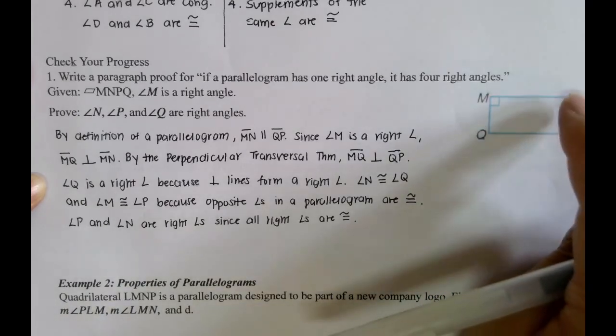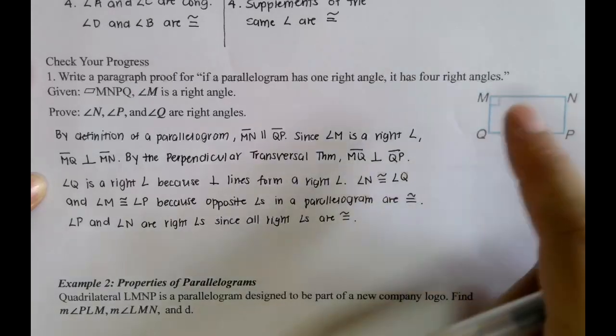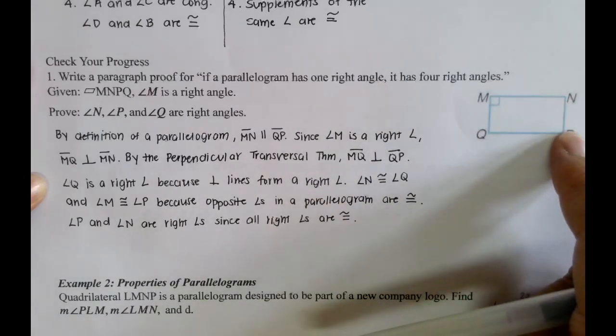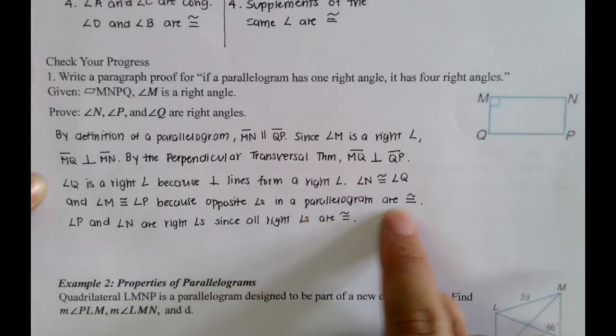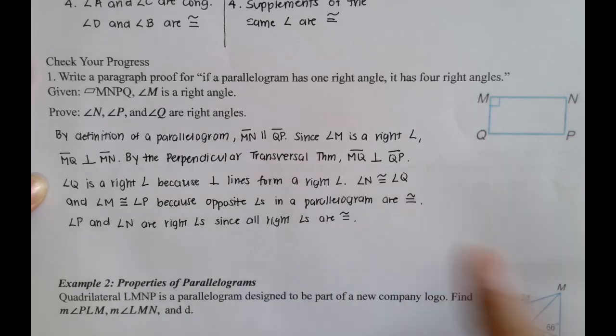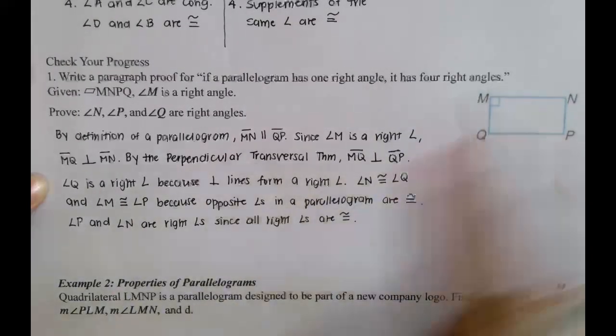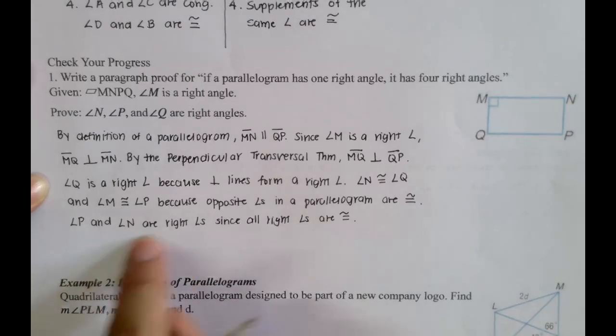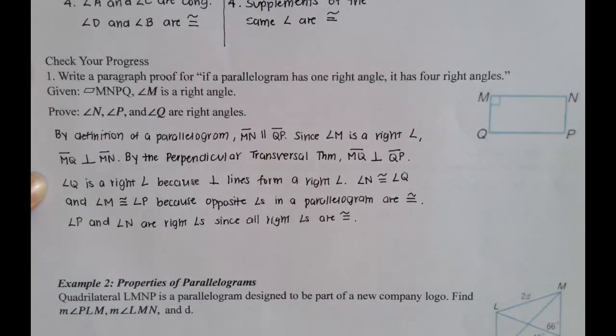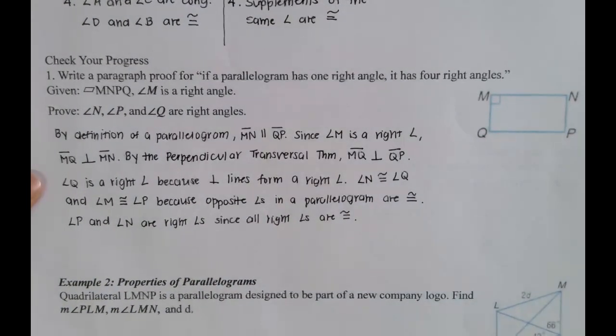Then we also know angle N and angle Q are congruent, and angle M and angle P are congruent because opposite angles in a parallelogram are congruent. So if they have to be congruent, and we already know that M and Q are right angles, that means angle P and angle N are right angles, since all right angles are congruent. And there you go.